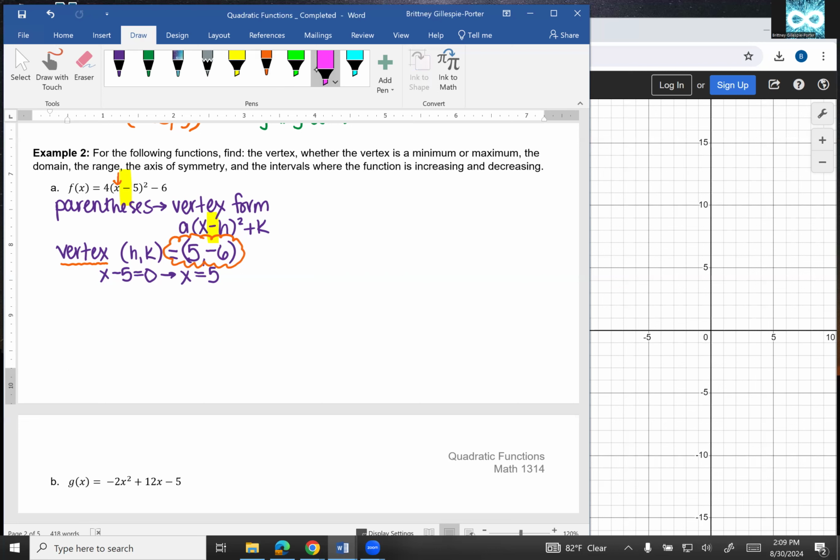We had discussed what our leading coefficient, the a, does for our problem. And here, a is 4. Since a is 4, which is greater than 0, which means it's positive, our graph is going to open up like a cup. So it looks like that. If our graph is opening up, that means our vertex is hanging out down here. And if our vertex is hanging out at the bottom, that means that our vertex is a minimum.